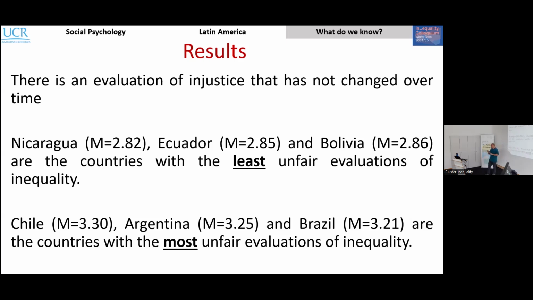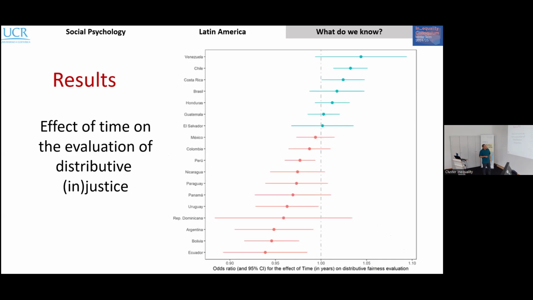Okay, so again, we have some patterns between countries. South American countries evaluate inequality as most unfair, and the country that evaluates inequality as less unfair is from Central America, in this case Nicaragua. When we look at the effect of time on the evaluation of inequality, the only two countries that have an increase in the evaluation of unfairness were Chile, which we can relate to the huge social revolt in 2019, and then sadly Costa Rica.